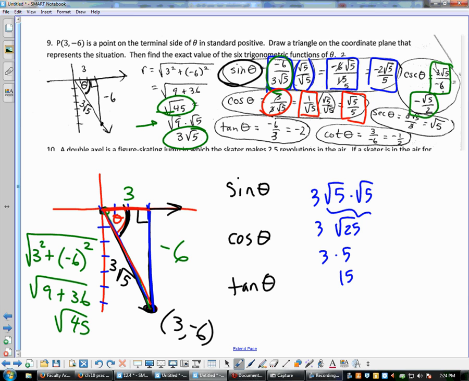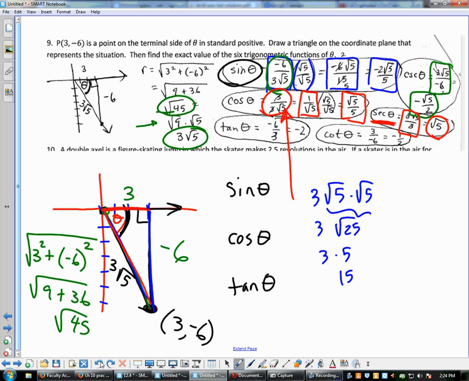The reciprocal is secant. So to get the secant, I would actually just flip what I have here, and that would be 3 rad 5 over 3, if you can see that, and then the 3's divide out, and I'm just left with rad 5.